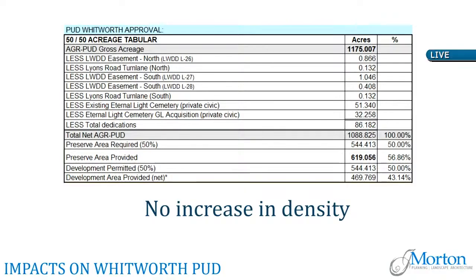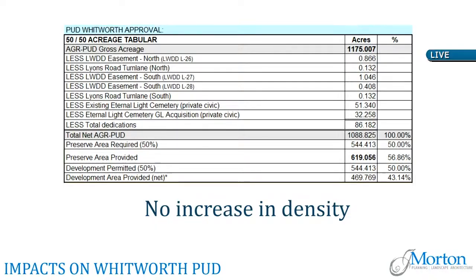This chart assumes that the text amendment is implemented and that we have a 50-50 AGR PUD. All PUDs start out with a total gross acreage, and for the Whitworth PUD, it's 1,175 acres. All AGR PUDs less out any land that's being dedicated. So for the Whitworth PUD, they dedicated land for the L26, the Lake Worth Drainage District L27, and Lake Worth Drainage District L28. They also dedicated land for turn lanes.